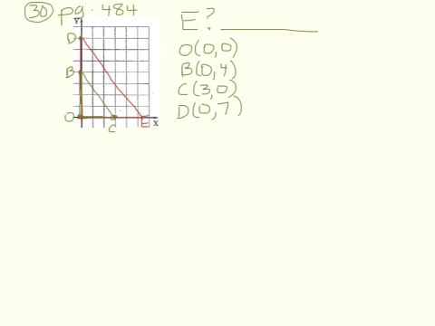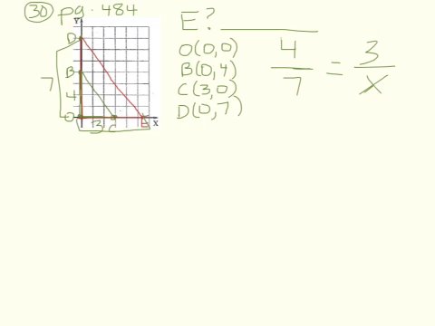Now, what I know is that OB is 4 units, and that OD is 7 units, and that if these triangles are similar, those are proportional to each other. So I'm going to put 4 over 7. Then I also know that in my smaller triangle, OC is 3 units. And if I could find OE, since O starts at 0, that would give me what point E is.